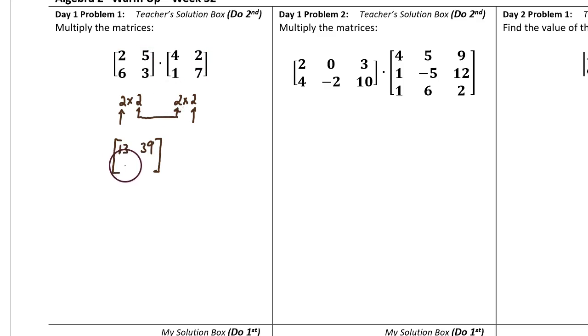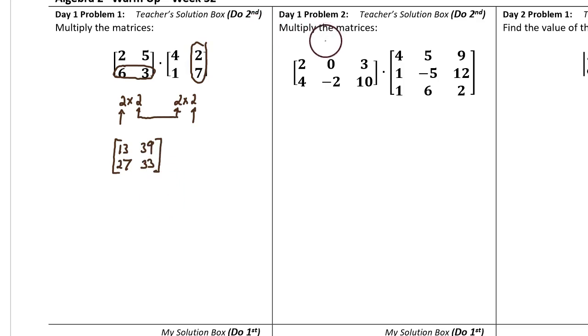To figure out this entry in our answer, which is in row 2, column 1, we use row 2 from this matrix and multiply it to column 1 of this matrix. 6 times 4 is 24, plus 3 times 1, which is 3. That's 27. And to figure out this answer here, we use the second row from the first matrix and multiply by the second column from the second matrix. 6 times 2 is 12, plus 3 times 7, 21. That's 33.